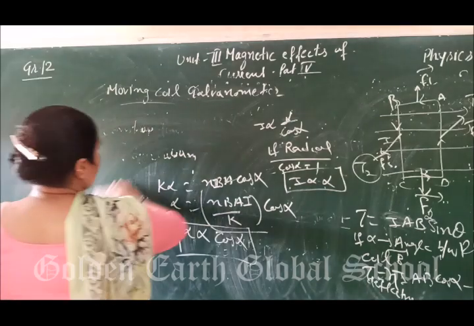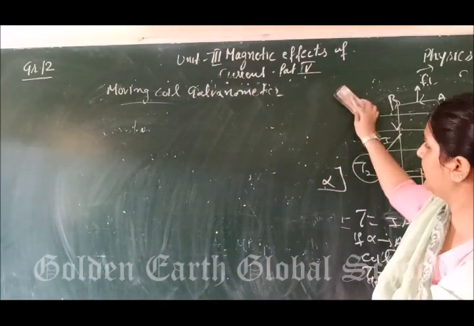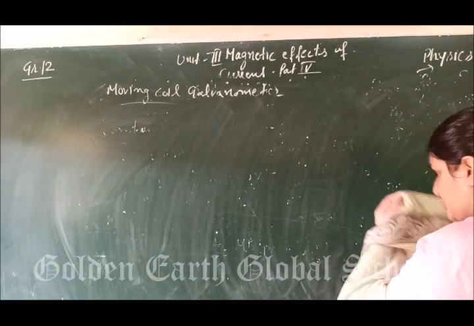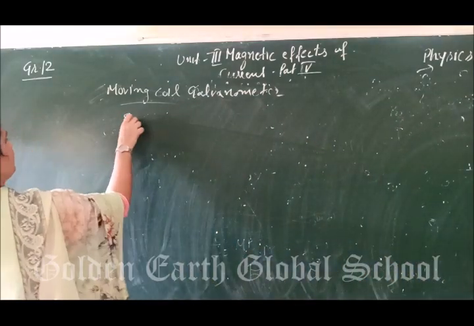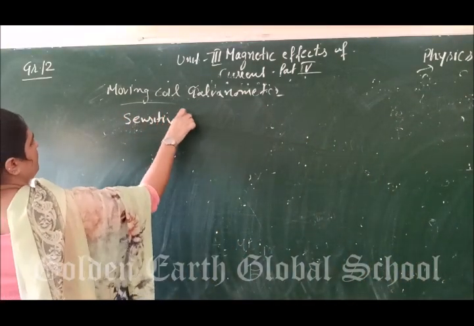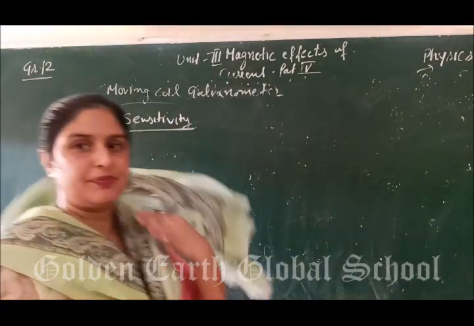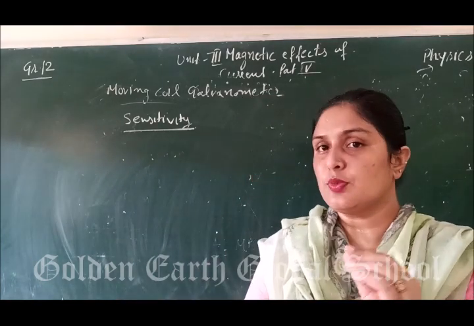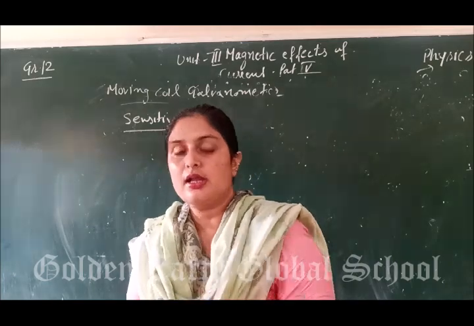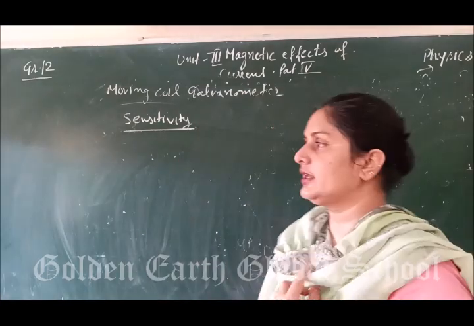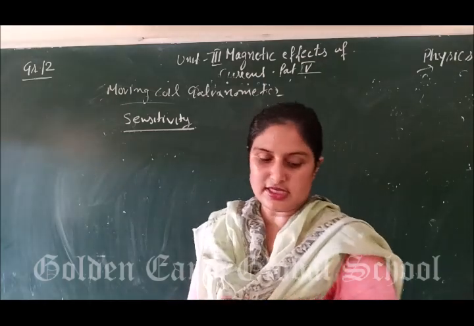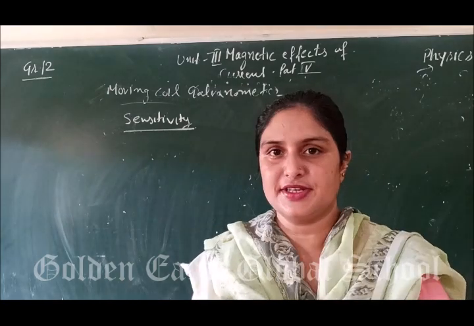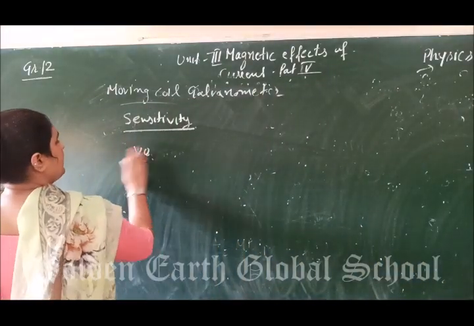Now the next term to define in the galvanometer is the sensitivity. Next we are going to discuss sensitivity of the galvanometer. Sensitivity means the response of the galvanometer, meaning a small amount of current produces a large deflection. In that case, the galvanometer is said to be more sensitive. Now sensitivity is of two types: current sensitivity and voltage sensitivity. First we are going to discuss the current sensitivity.